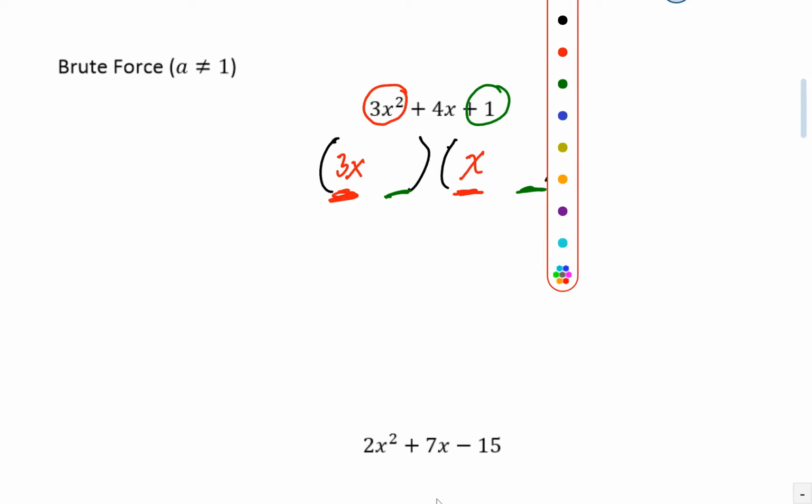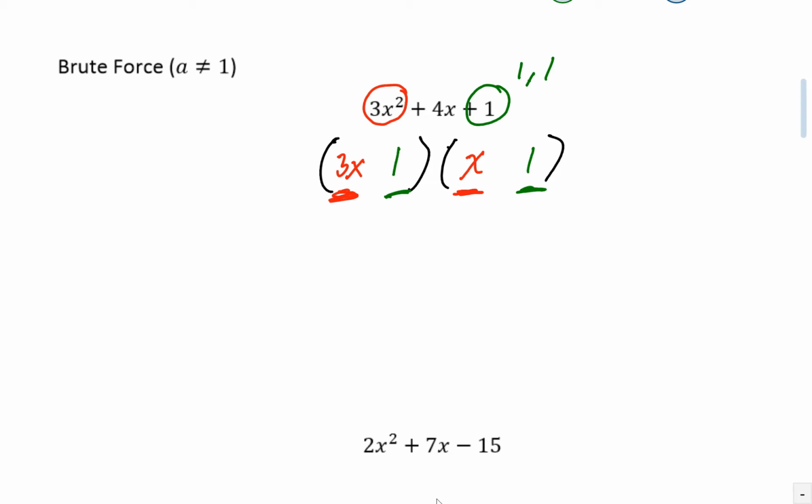The last term has to multiply to 1. Well, what numbers multiply to 1? There's only one possibility, 1 and 1. And since they're the same number, it doesn't matter where we put them. Each slot is going to be 1. And then the signs, we know both factors have to be plus because in the trinomial it's all addition. So it's going to be plus and plus.